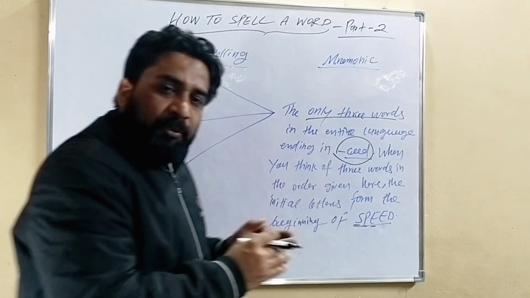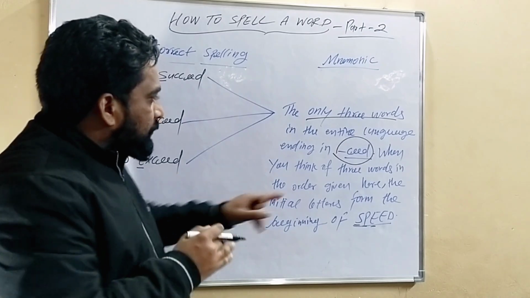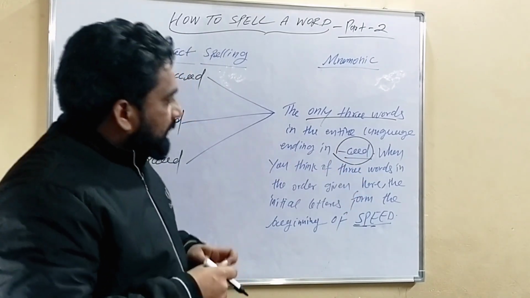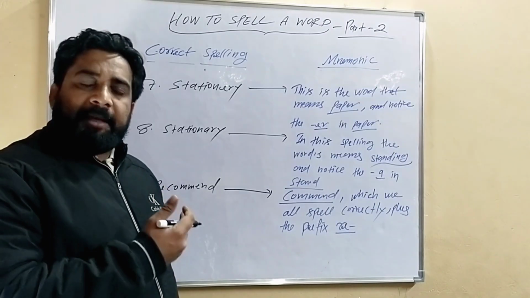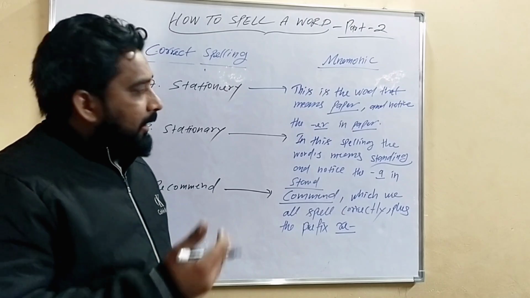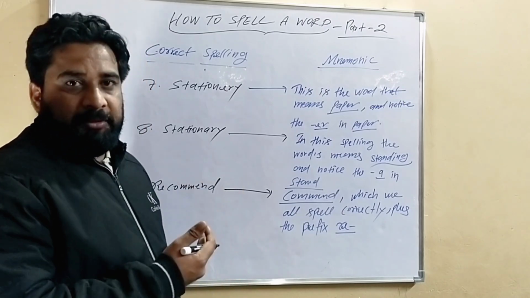So I hope these three words are clear, the only words in the English language that come to the end with seed. There is no other word that comes to the end with seed. That is how to spell a word, how to recall it, how to memorize it and how to mnemonic the words.